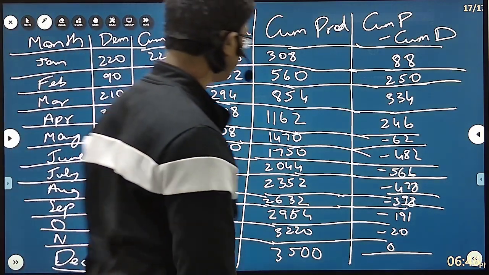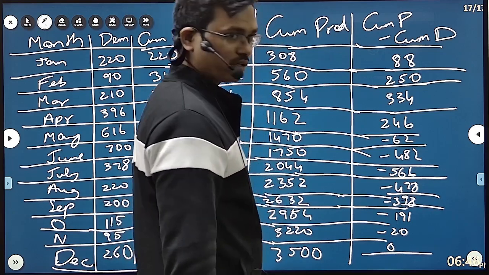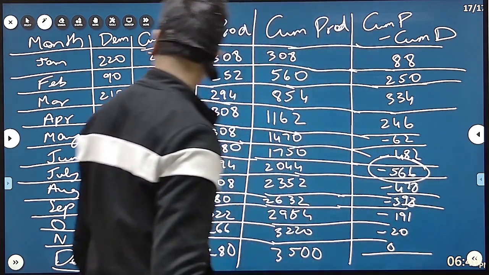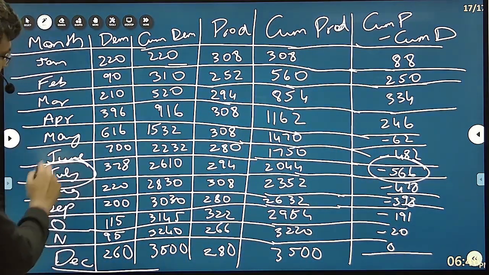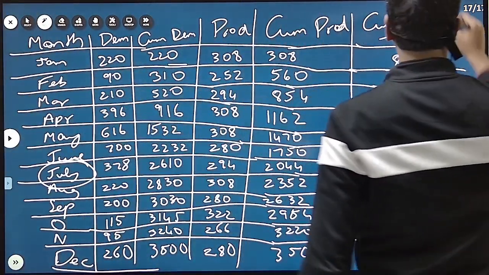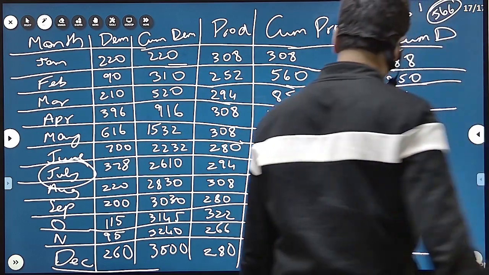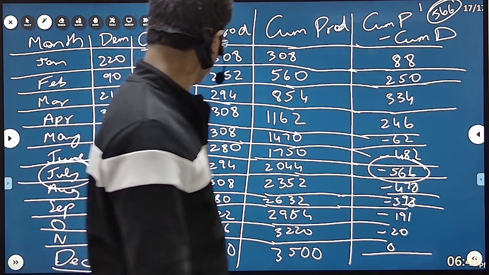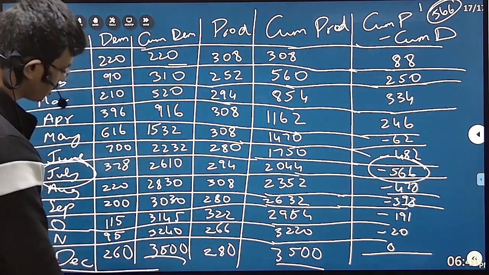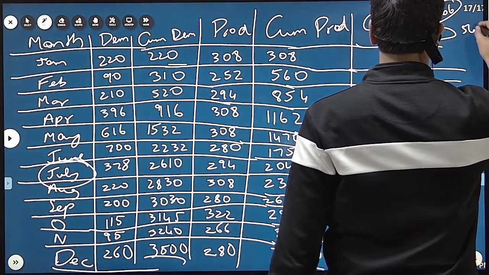So this is your cumulative production minus cumulative demand. Here you can see in the month of July you will be facing the most shortage. So you will have to have an opening balance of 566 units in month 1. Only then you will be able to fulfill your demand, right? So you are producing the same as the demand, and you will have to have an opening balance of 566.